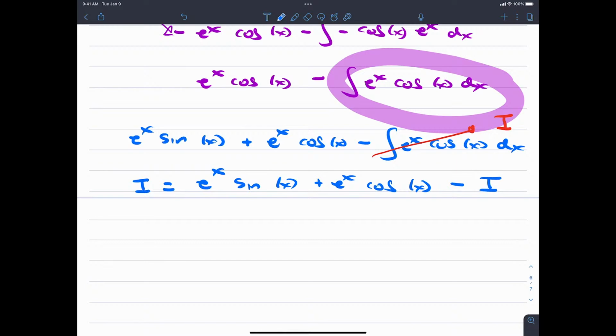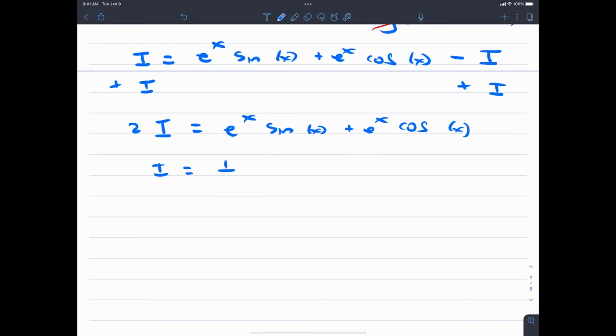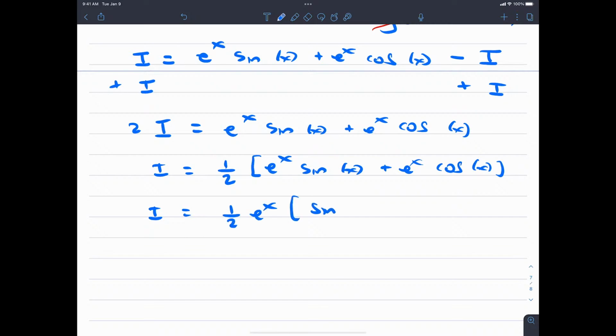So somebody noticed this, and then you know what they said to do? Add I to both sides. Don't you get 2I equal to e to the x sine x plus e to the x cosine x, which means your I is going to be what now if I solve for I? 1/2 e to the x sine x plus e to the x cosine x. And then people like to do a little bit of algebra. They pull out the e to the x, and they just have sine x plus cosine x.